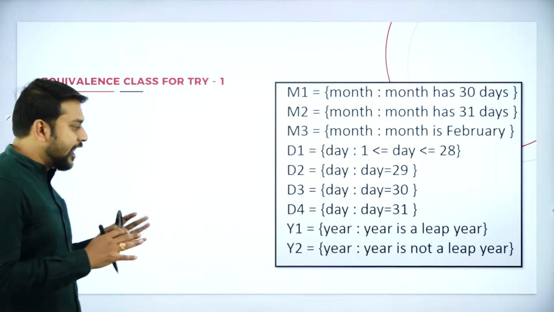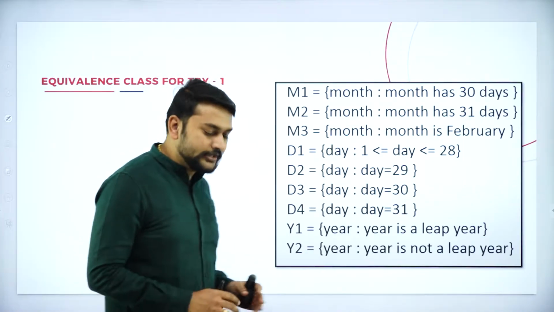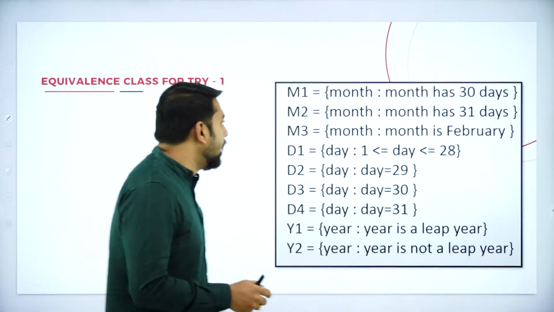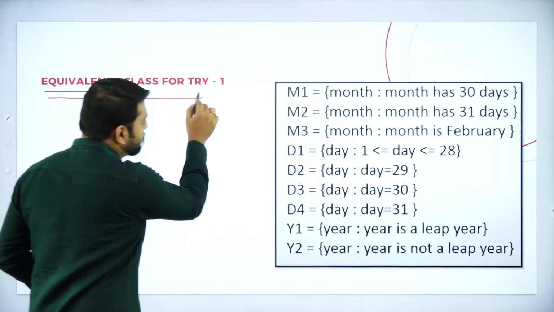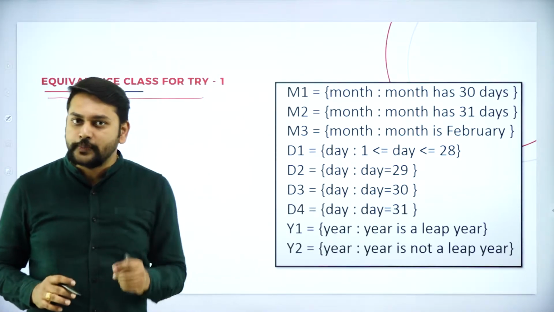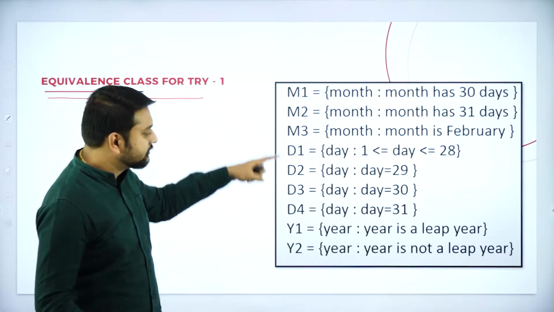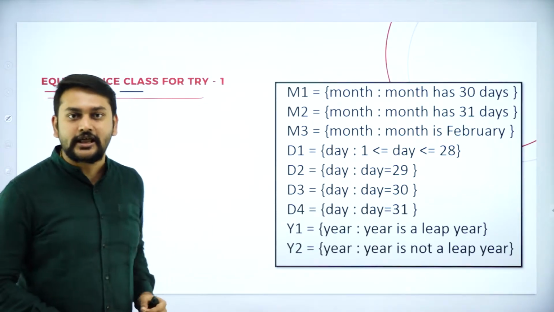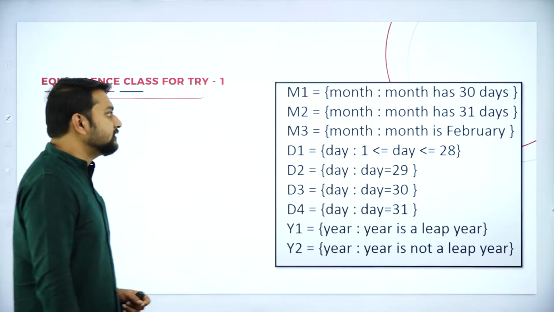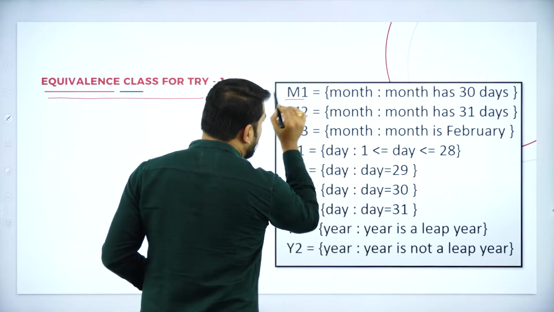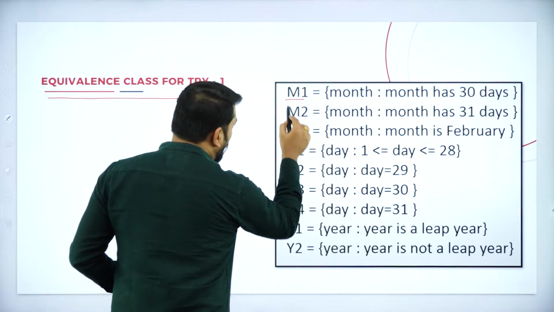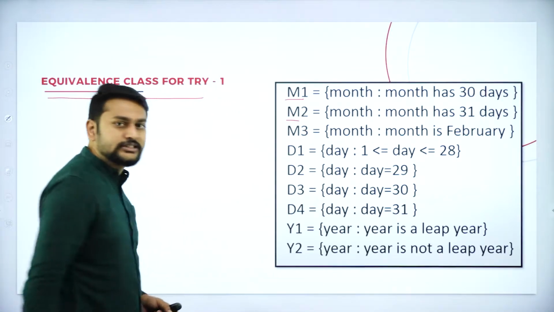What do I have before I start the problem? What is the prior knowledge that we should have? Please observe, I have the equivalence class for try 1. I want all of you to be a little careful. I will be explaining in detail now. What exactly is the equivalence class with respect to try 1? I have taken M1. What is the meaning of M1 here? What is the meaning of M2? What are all these things about?